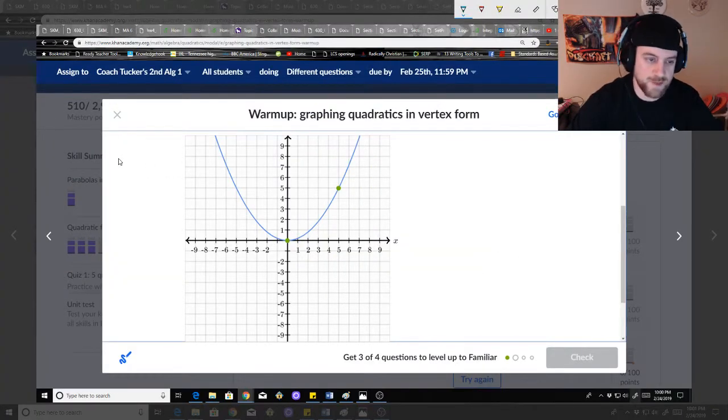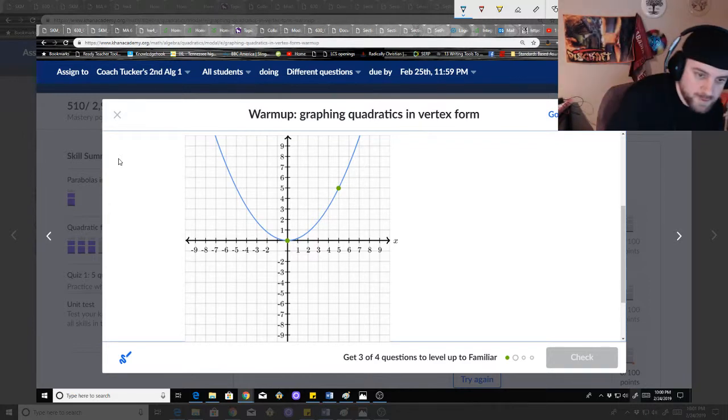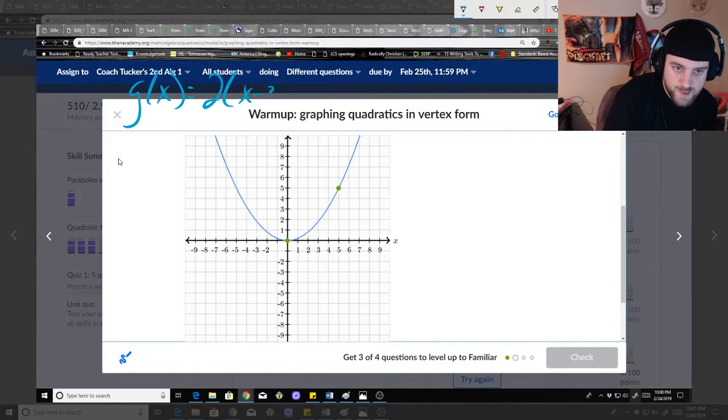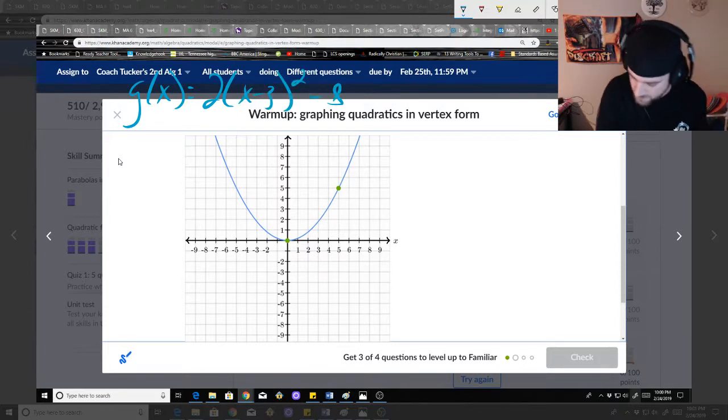Again, I'm going to write the function over here. G of x is equal to 2 times (x minus 3) squared minus 8. Boy, I hope I wrote that right. Here we go. So there's our function.